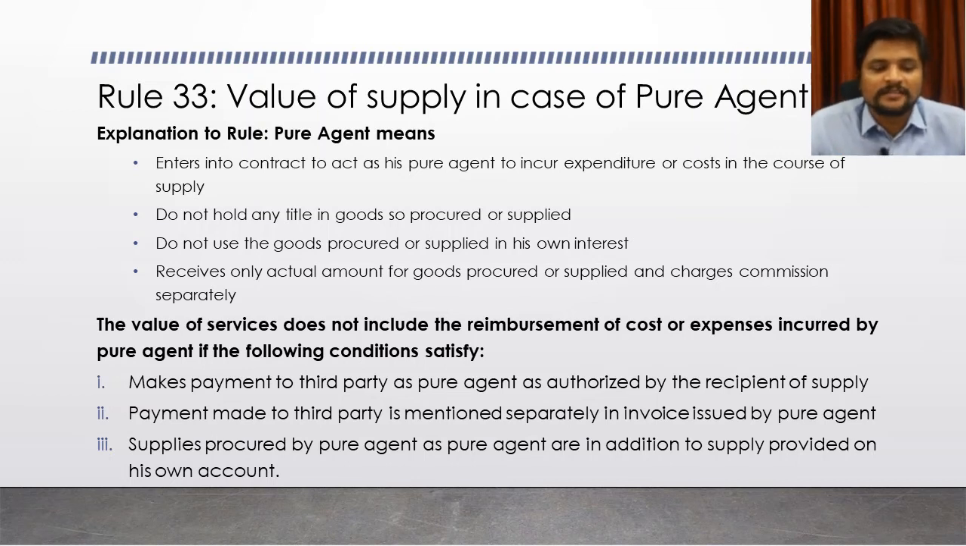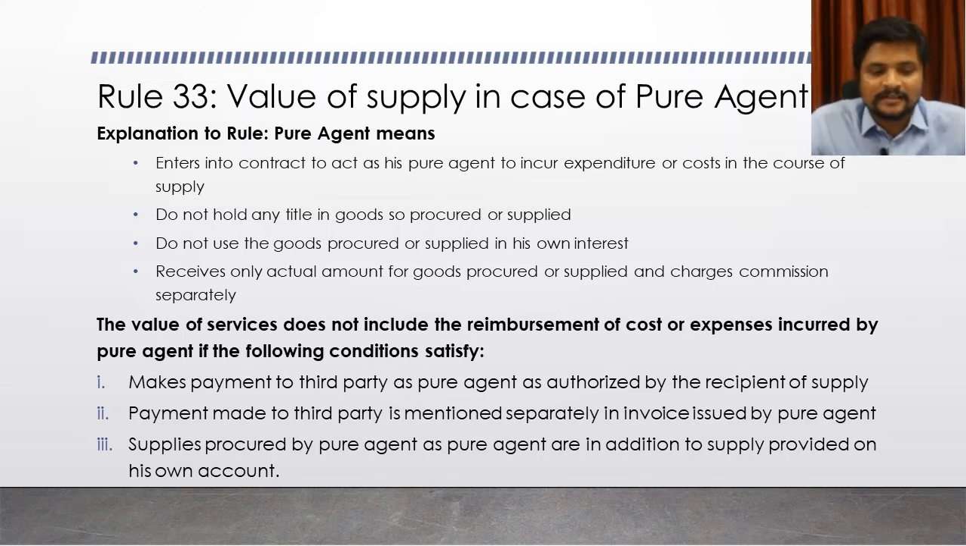What are those conditions? The pure agent makes payment to the third party as authorized by the recipient only. See, the agent does not use his own opinion, or take any action of his own for identifying the recipient. The person who is engaging the agent just advises the agent to make this payment to the third party. Based on his authorization, the agent is making the payment.